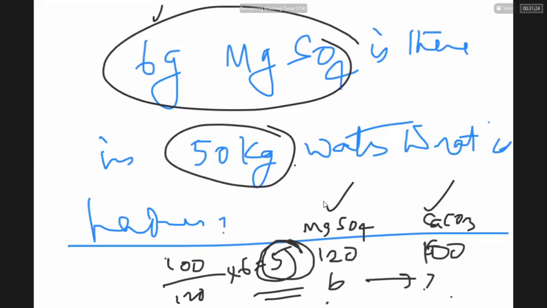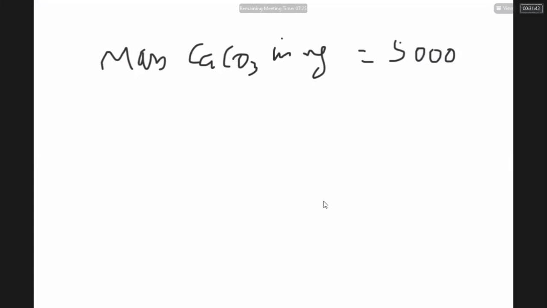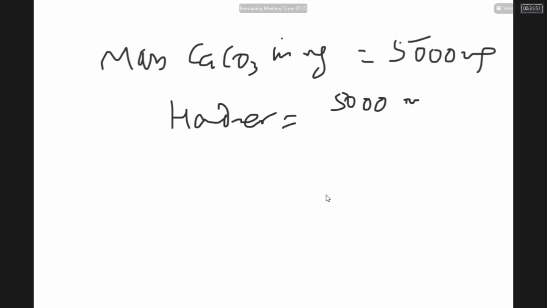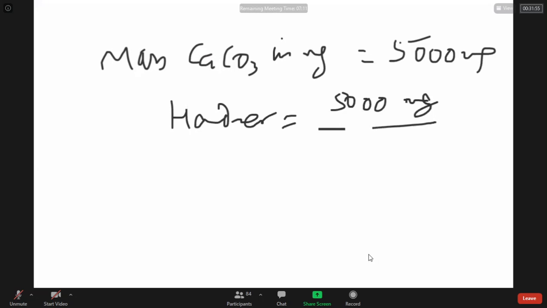Ladies and gentlemen, now you have 5 grams of CaCO3, right? First step, the mass of CaCO3 in milligrams. Convert the data into milligrams: grams into 1000 is equal to milligrams. Now hardness is equal to milligrams of CaCO3 divided by weight of water in kg.